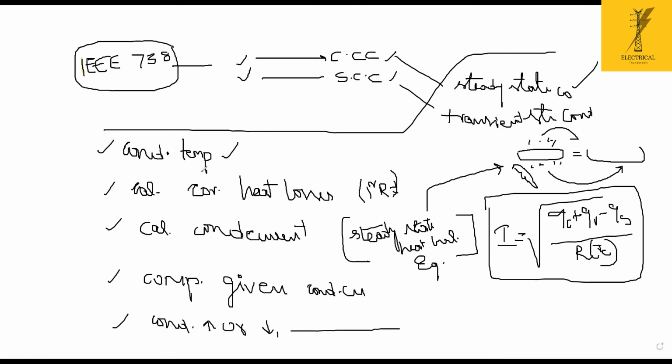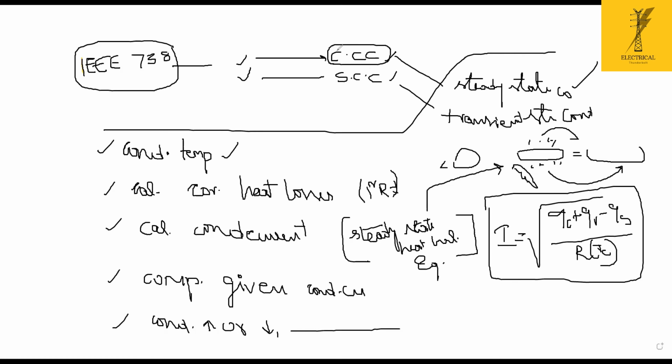Then I compare that calculated current with the given current. To match the given current with the conductor current, you can increase or decrease the temperature. If the temperature stays below the withstanding capacity, then it's fine. If it is more than that, you have to go for the next conductor size. This is a simple way of doing the steady state calculation to know the current carrying capacity.